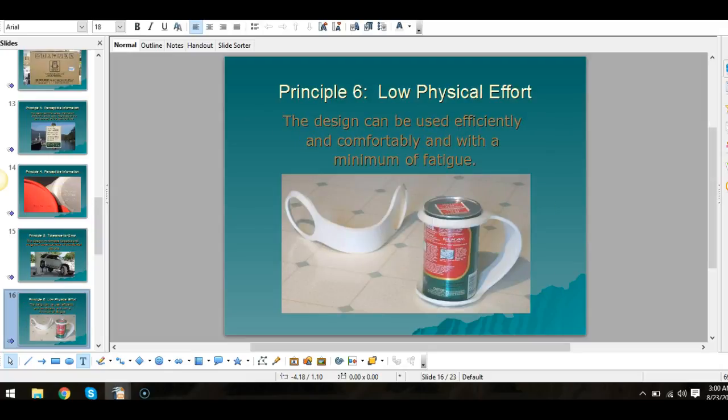Principle 6 talks about low physical effort. Things should be easy to handle. The design can be used efficiently and comfortably and with a minimum of fatigue. And I really like this part of universal design because it is really helpful to everyone else, not only to people with physical disabilities, such as different handles, different cutting items, different serving ideas, different ways of eating or cooking food, and opening containers and opening doors and so on.